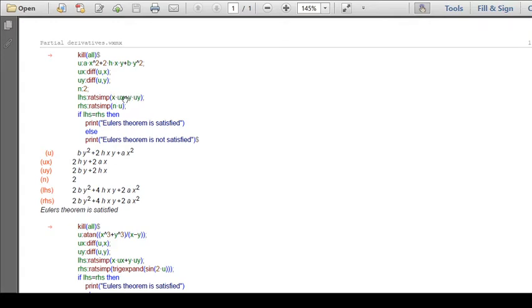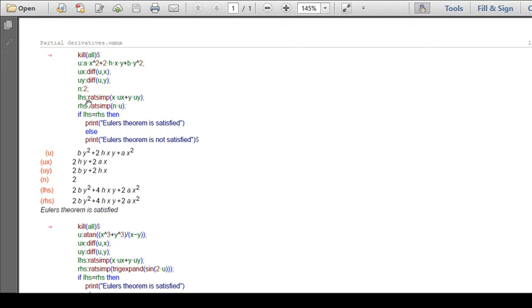After finding this, we need to rationally simplify this. Otherwise, sometimes you may not get the required answer, because sometimes the right hand side must be in the simplified form, which may not be equal to the left hand side. That's why we use a rational simplification of x into dou u by dou x plus y into dou u by dou y. That is your LHS, store it in the LHS, and your RHS is a rational simplification of n into given function u.